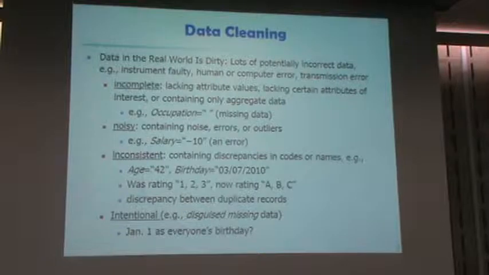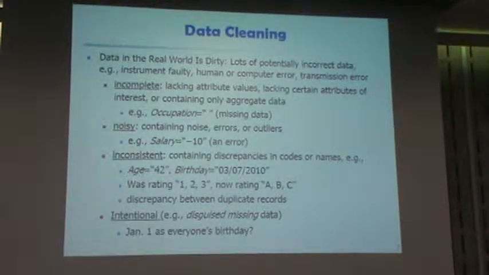And also inconsistency, which obviously doesn't make sense. For example, 42 years old but born in 2010. Someone born in 2010 would be less than 10 years old, so it doesn't make sense. You need to consider either of them or just one of them.